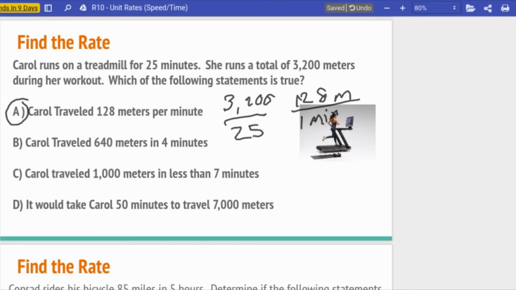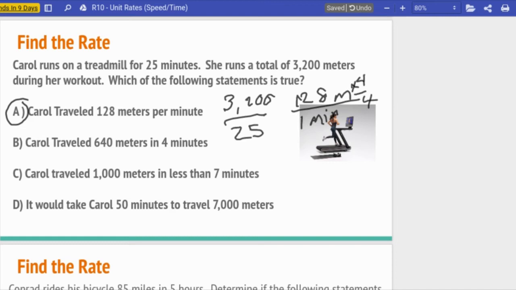Is it also true then that she traveled 640 meters in 4 minutes? So to find that, I would then need to scale this up by 4. So I would need to do 128 times 4, and that gives me 512 meters in 4 minutes. So that statement is not true.